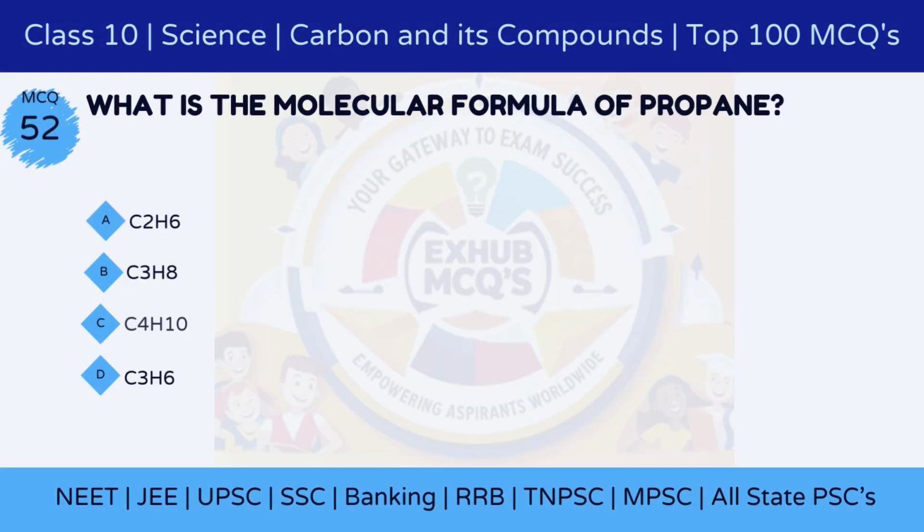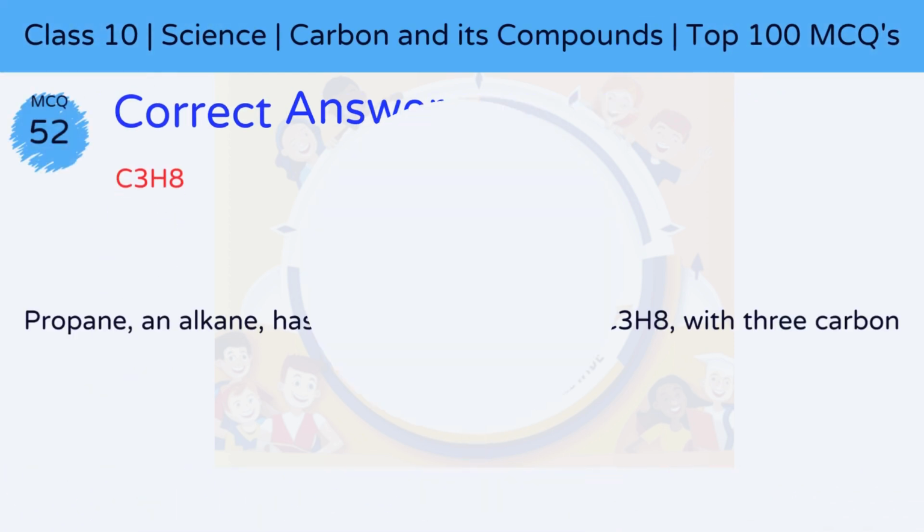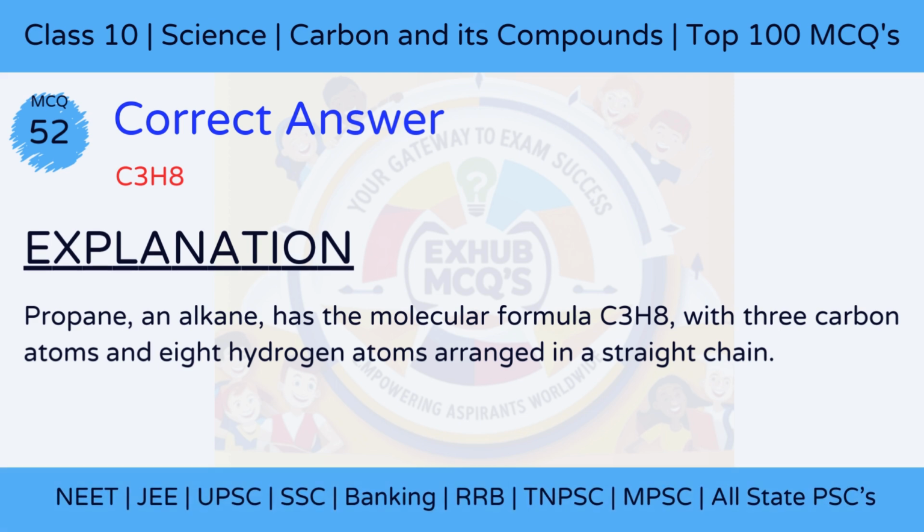MCQ 52. What is the molecular formula of propane? Option A, C2H6. Option B, C3H8. Option C, C4H10. Option D, C3H6. The correct answer is option B, C3H8. Explanation. Propane is an alkane with the molecular formula C3H8. It consists of 3 carbon atoms and 8 hydrogen atoms arranged in a straight chain.